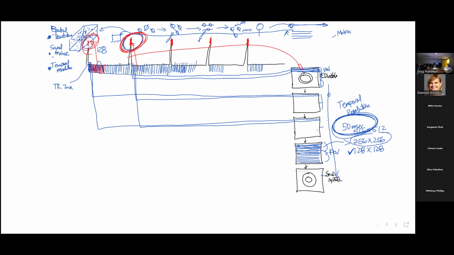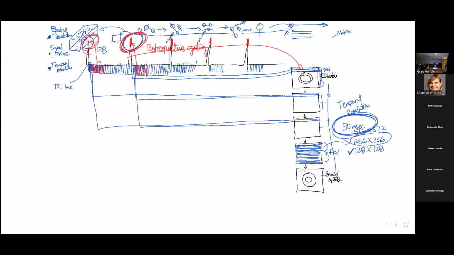And that's called retrospective gating. Retrospective gating. Okay? That's called retrospective gating.